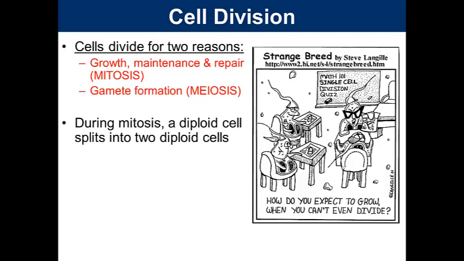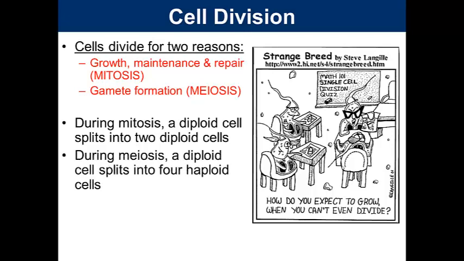During mitosis, a diploid cell splits into two diploid cells. So you start with one cell that contains, for instance, if you're talking about humans, 46 chromosomes, and at the end you get two cells that have 46 chromosomes.